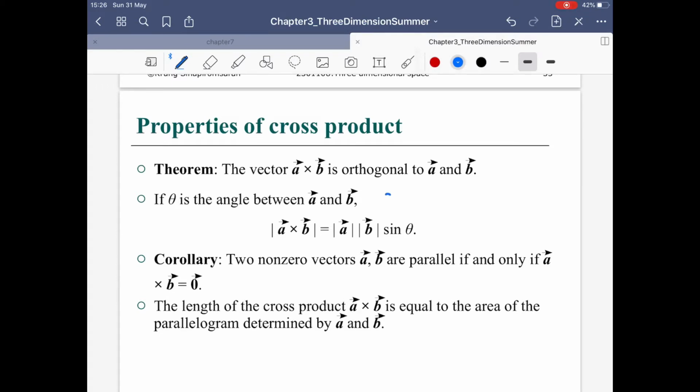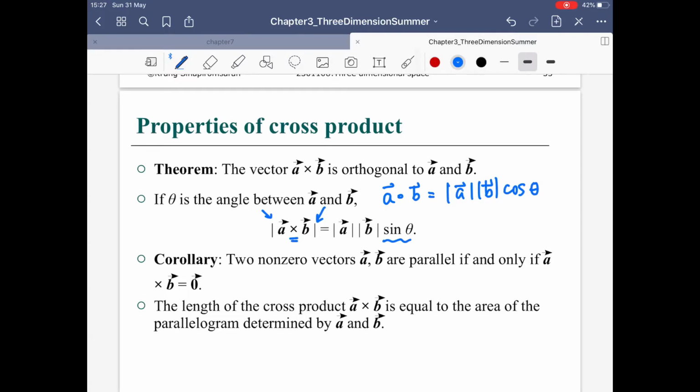So don't forget that now the angle between A and B gives rise to two products of vectors already. One of them is A dot B, which is the length of A, the length of B, and cosine theta. The other one now is the sine theta, which depends on the cross product, but don't forget that this one is talking about the length only.